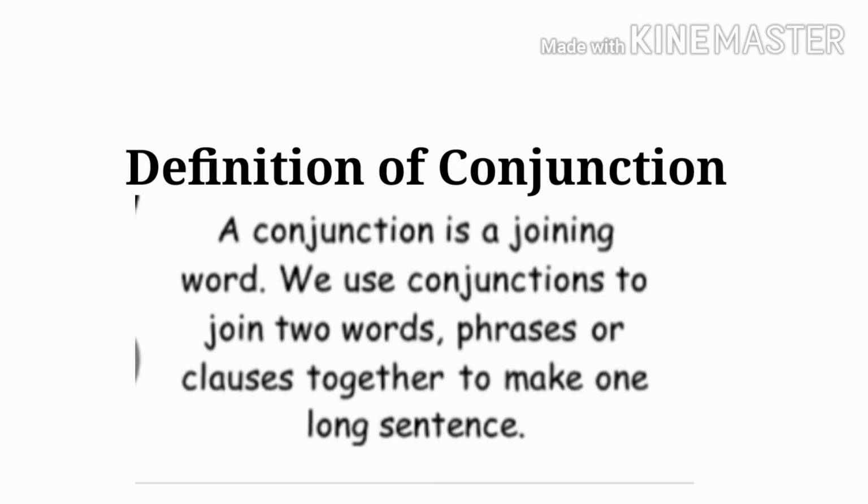What is conjunction? Conjunction is a word that joins two words, two phrases or two clauses together to make one meaningful sentence or a long sentence. In simple words, we can say that conjunctions are joining words which are used to join two words, two sentences, two phrases or two clauses.